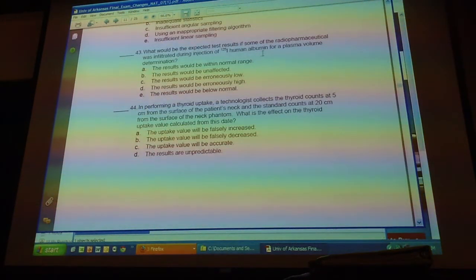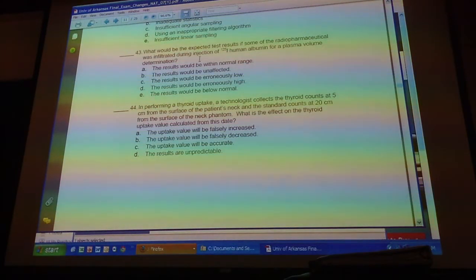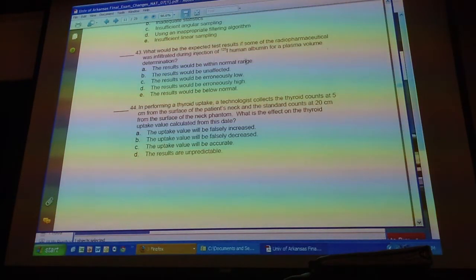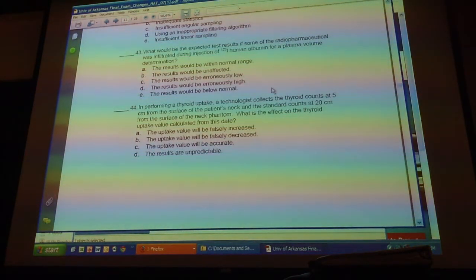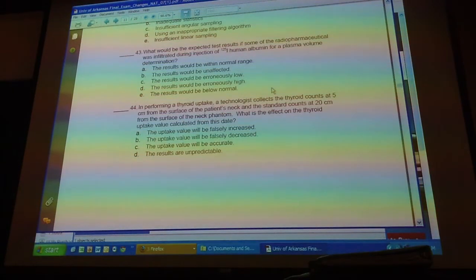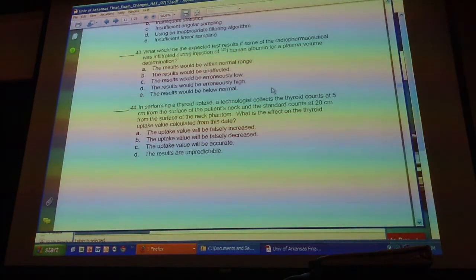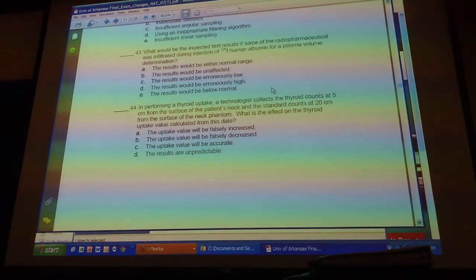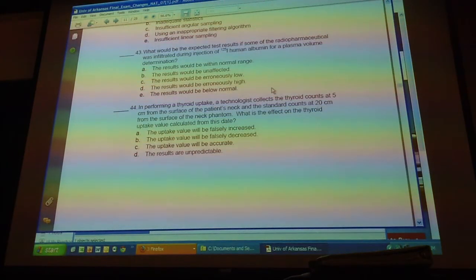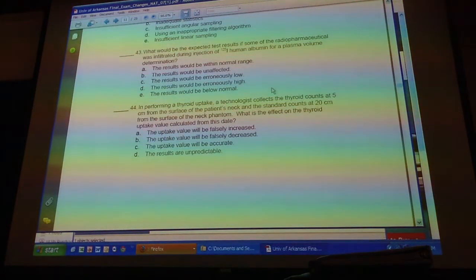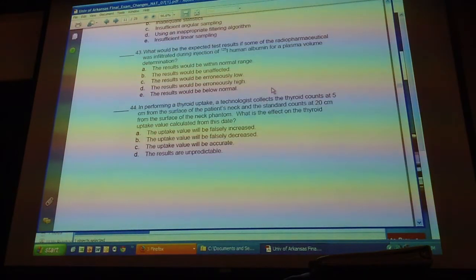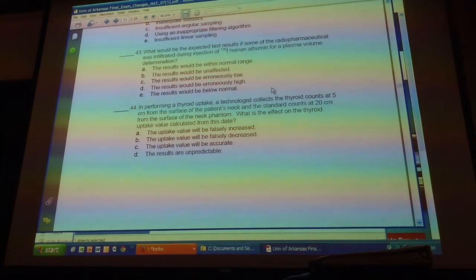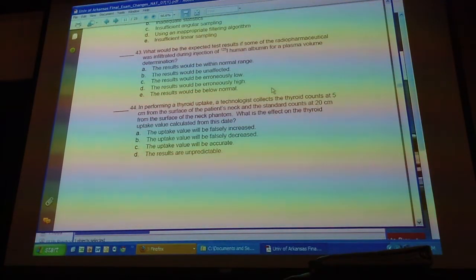Okay, what would be the expected test results if some of the radiopharmaceutical was infiltrated during an injection of I-125 for plasma determination? You will see, this is the same type of question if you don't have your background set properly. How would that affect your ejection fraction? Would be enormously low. No. Let me kind of give you an idea of how that works, then I'll let you go to lunch.